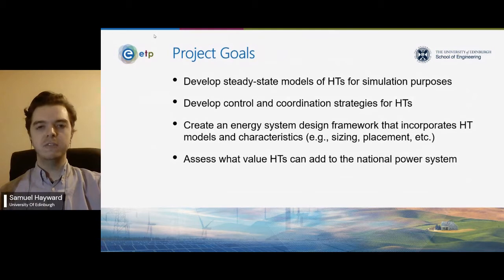And the fourth and final goal is to assess what value hybrid transformers could add to the UK power system, and this would be accomplished through large-scale simulation of hybrid transformers implemented into distribution networks.